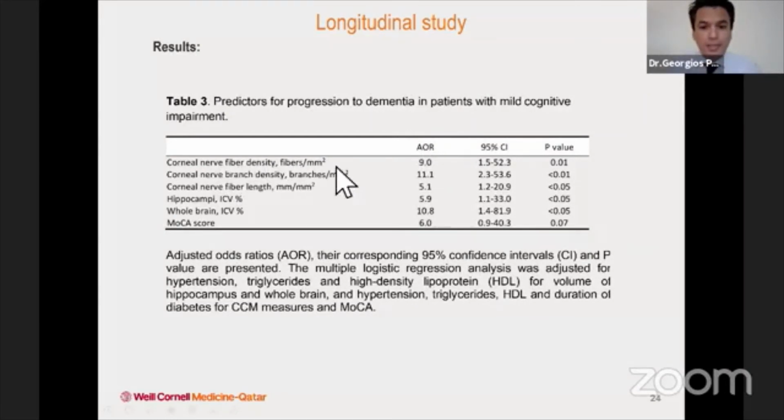And after we've done that, this is the way we express it, the adjusted odds ratio for fiber density was 9 times higher for those who had abnormal fiber density to develop dementia. With abnormal branch density, the adjusted odds ratio was 11 times higher, the risk to develop dementia. And the same thing you can see with the hippocampal, whole brain, and the other measures we included from the study.